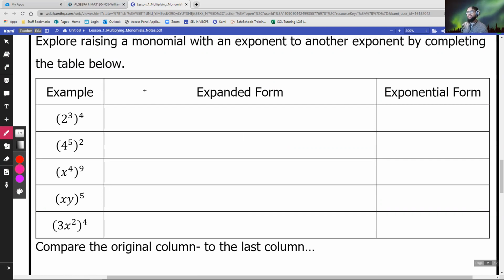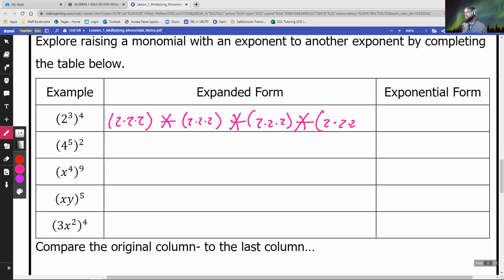So this first one, we have 2 cubed raised to the 4th. All right, so 2 cubed, that's our first little piece right there. That'll be this 2 times 2 times 2, but it's cubed. So that means this is our 2 cubed right here, but it's raised to the 4th. That means we need to multiply this out 4 times. Times 2 times 2 times 2, and so on. 1, 2, 3, 4. Yep, I did that right.